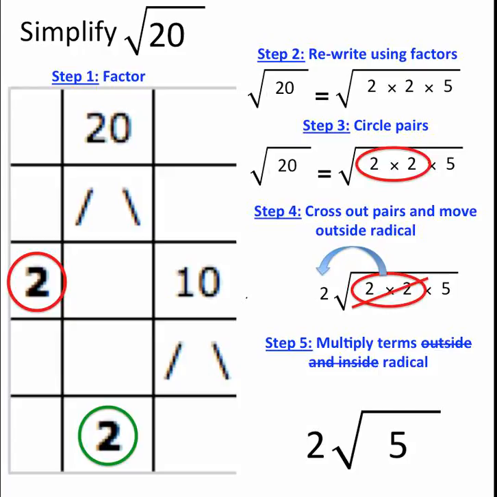simply 2 square root of 5. There's no way to simplify that any further.